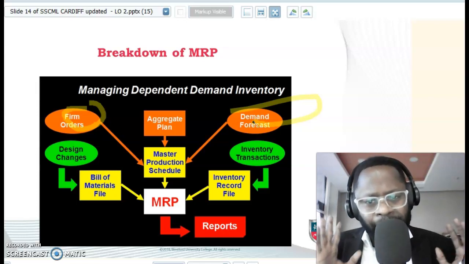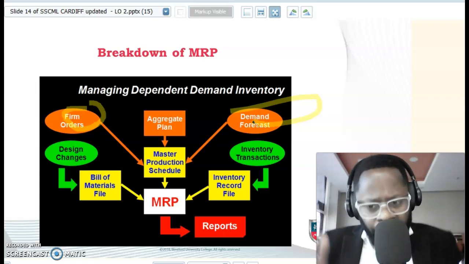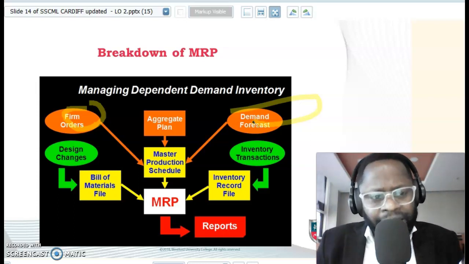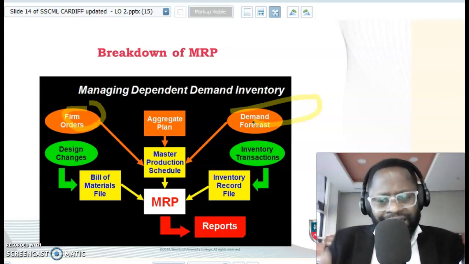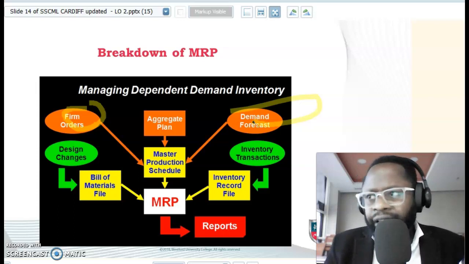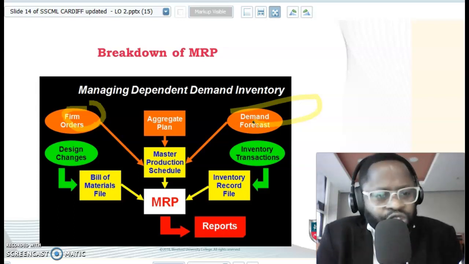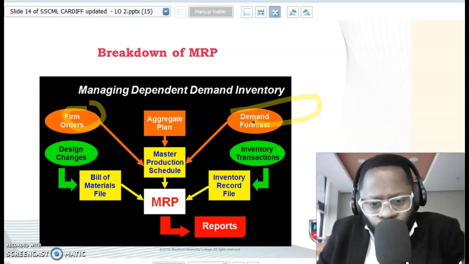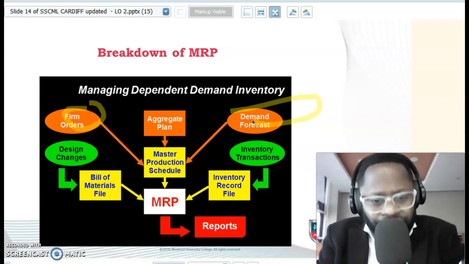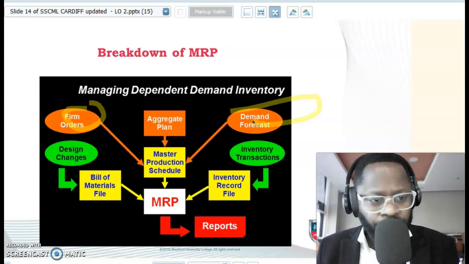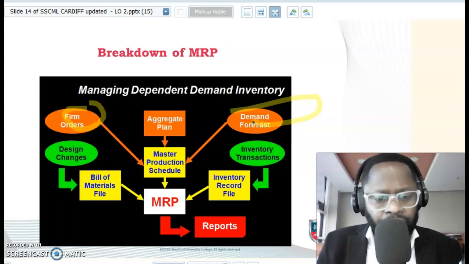So that is MRP in a nutshell. Material requirement planning. That is the software. MRP is software driven, and that is what the software is doing. The software is pulling all that information. You with me on that? All right.